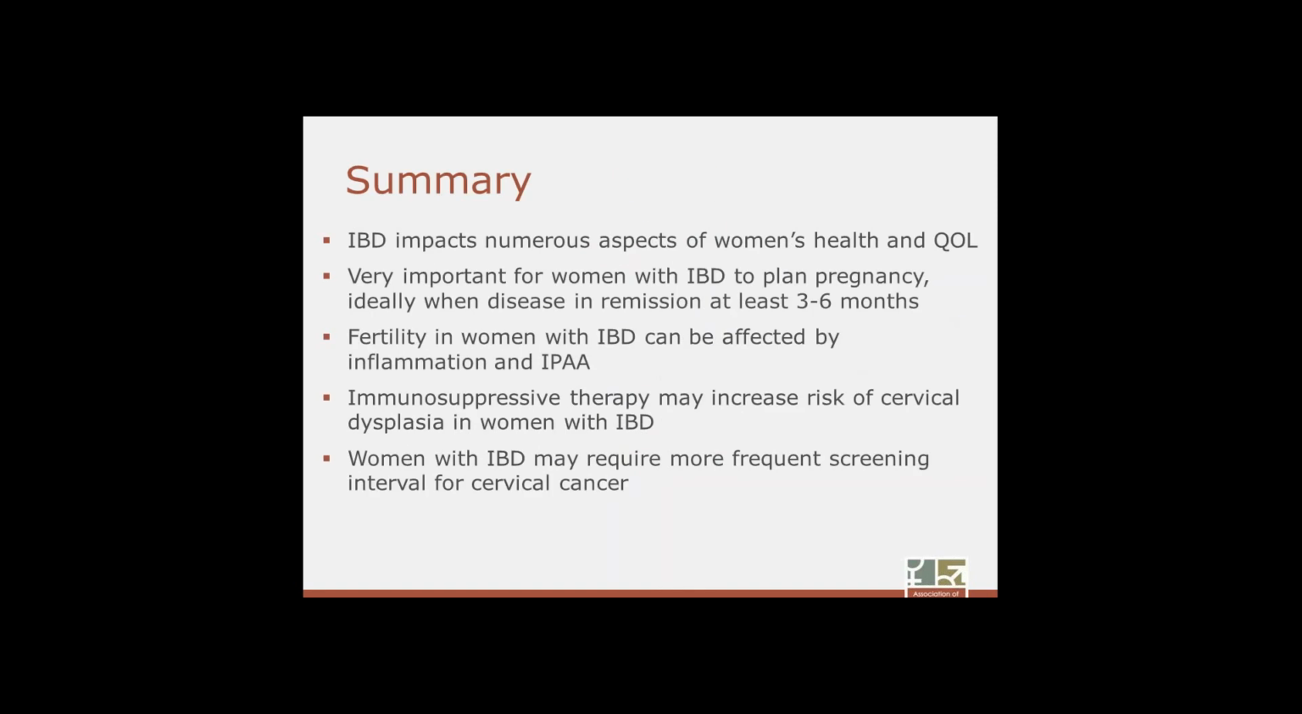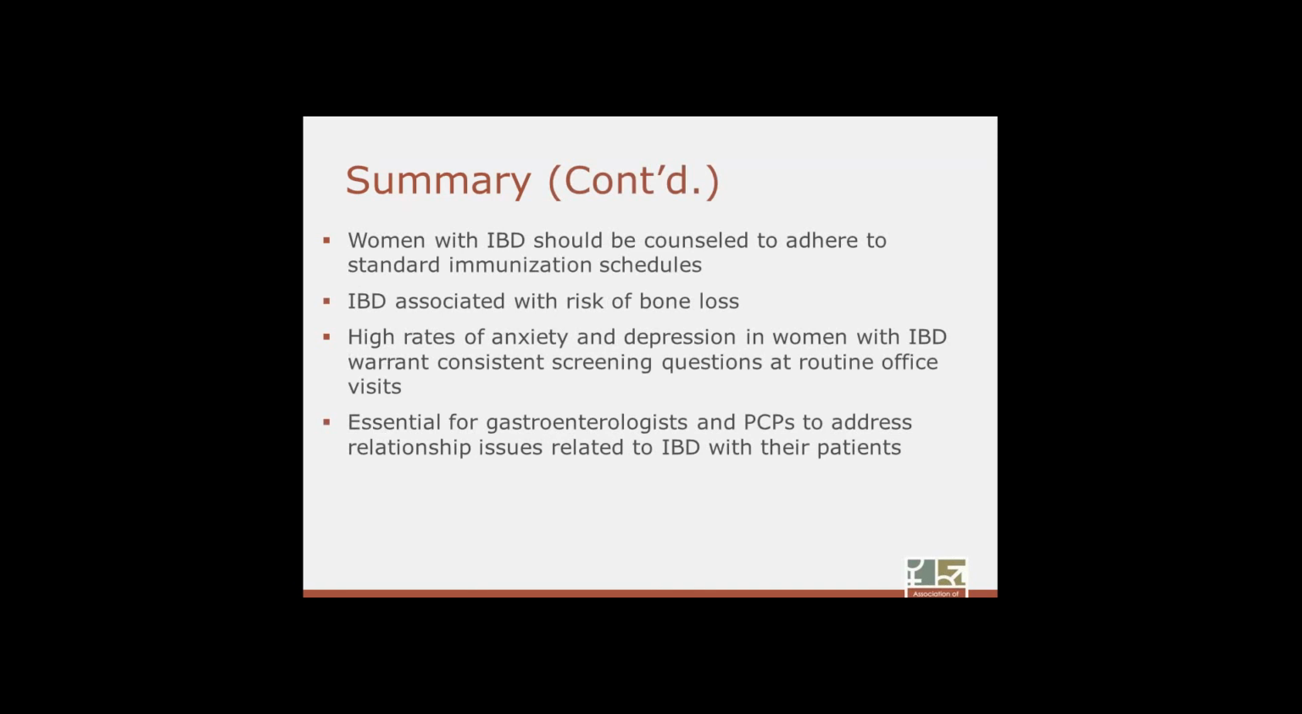So in summary, IBD impacts numerous aspects of women's health and quality of life. It is very, very important that women with IBD plan pregnancy, ideally when the disease is in remission for at least 3 to 6 months. Fertility in women with IBD can be affected by inflammation and the IPAA procedure. Immunosuppressive therapy may increase risk of cervical dysplasia in women with IBD, and women with IBD may require more frequent screening intervals for cervical cancer and may need to be judged and discussed on a person-to-person basis.